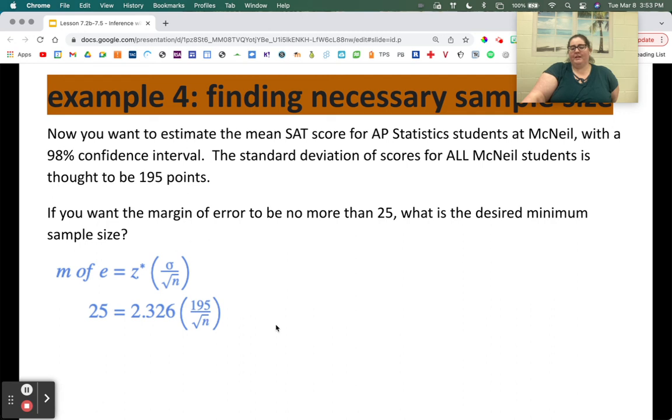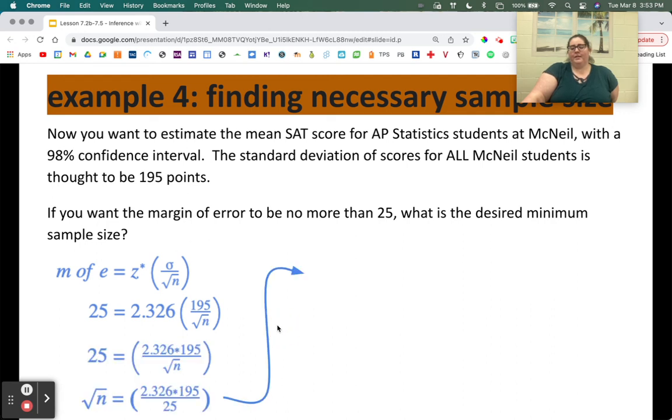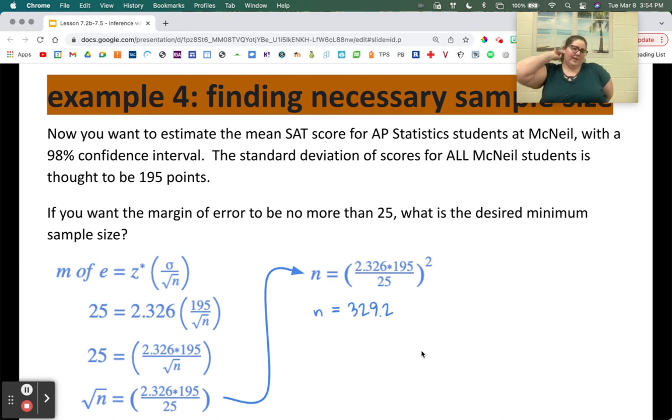We're solving for n. Do the math. So we end up with 2.326 times 195 divided by 25 equals square root of n. And then we square both sides. You get 329.2. And again, we're always going to round up. So that is how we do a sample size question.